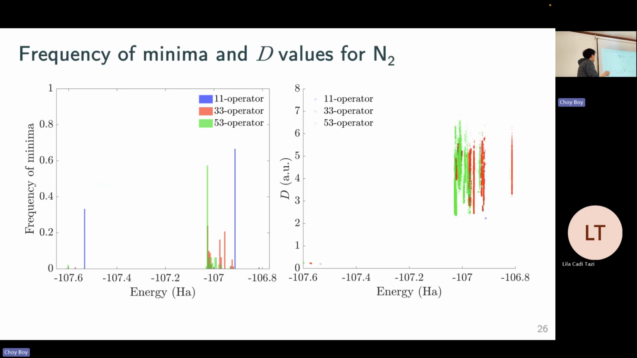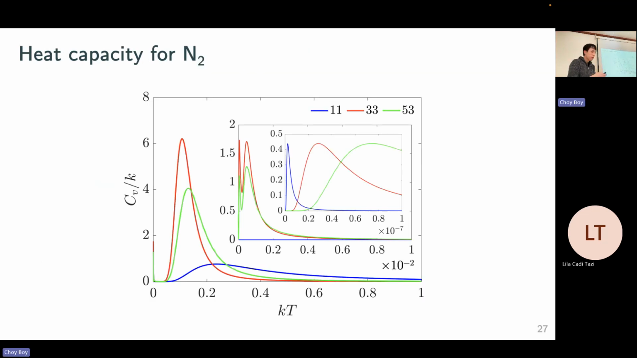Yeah, so this is also this. So this is the frequency of the minima. So we can actually see that there's a general trajectory of improving solutions. And then finally, I've also plotted the heat capacity. So for the 11 operator case, there are only two. It's quite a simple system. However, for the 33 and the 53 case, we actually see more complicated peaks because of the more complex energy landscape that we obtain.